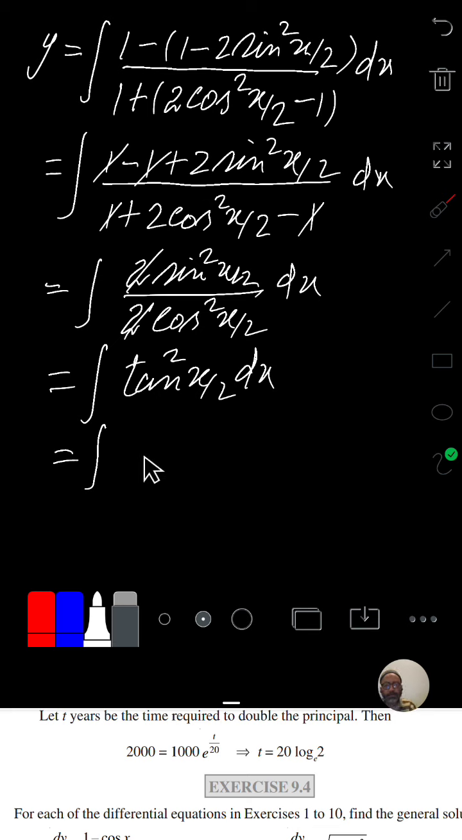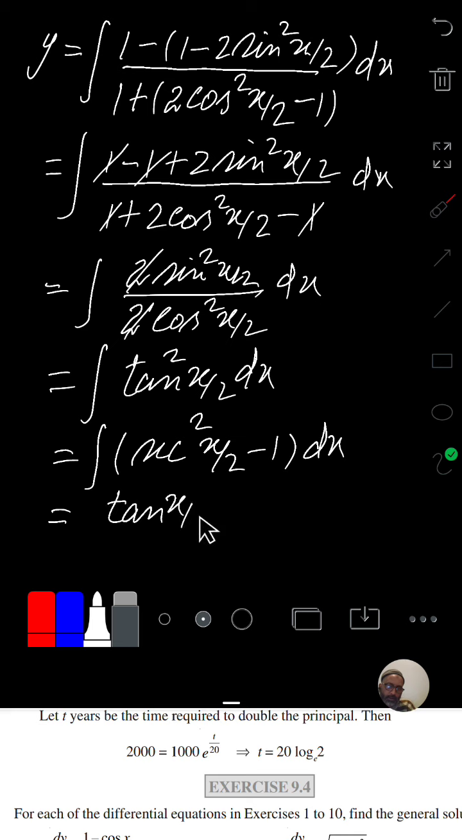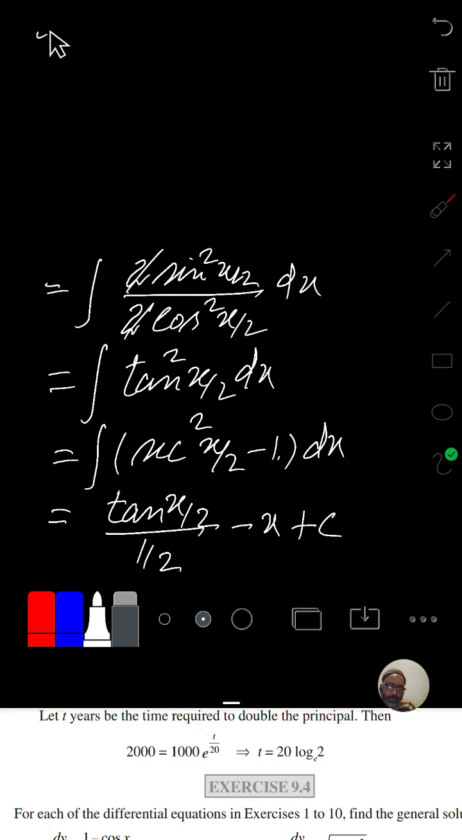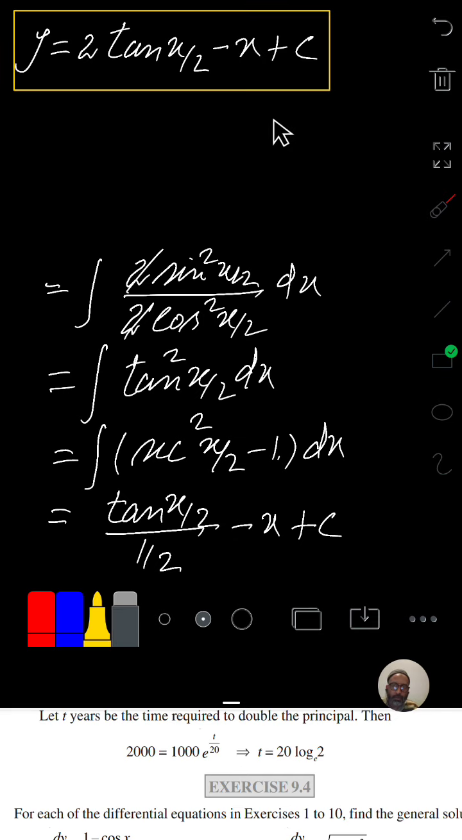Obviously tan square x upon 2 may be written as sec square x upon 2 minus 1 dx. So integrating these two terms with respect to x, the integral of sec square x upon 2 will be tan x upon 2 divided by 1 upon 2, minus integral of 1 is x, plus c. So finally y is equal to tan x upon 2 upon half, which may be written as 2 tan x upon 2 minus x plus c. So this is the required solution of the given differential equation.